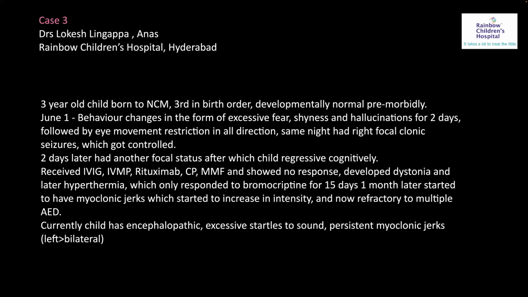Hello, good evening. This is a 3-year-old child born to non-consanguineous parents, third in birth order, development normal premorbidly. On June 1st of this year, parents noticed the child had behavioral changes in the form of excessive fear, shyness, and he was complaining that he's seeing a tiger. This happened for like 2 days, followed by eye movement restriction in all directions. Same night, he had right focal clonic seizures, which got controlled after IV medications.